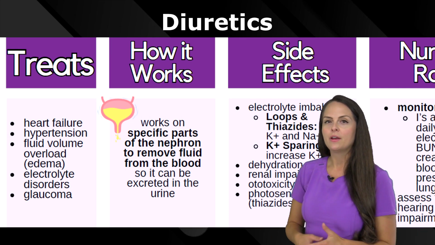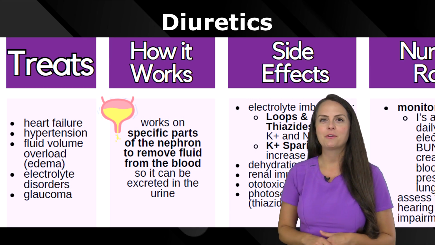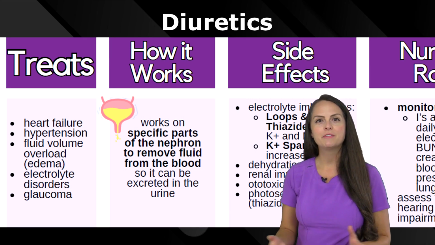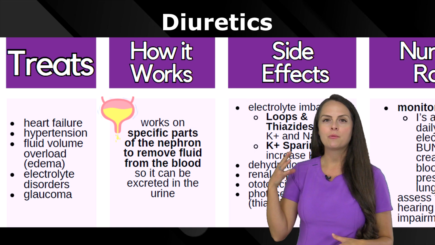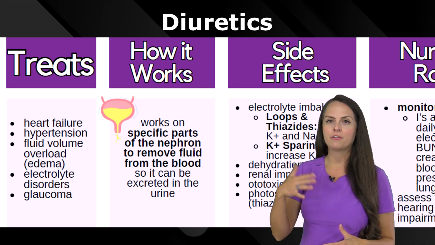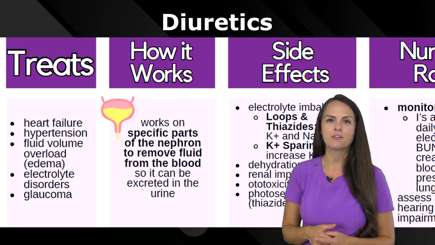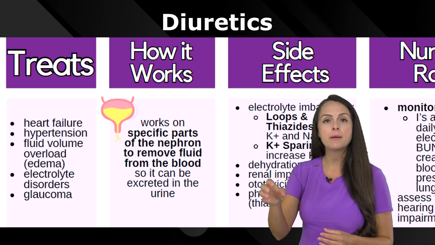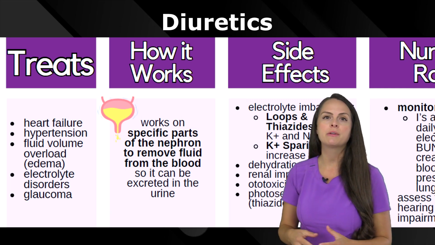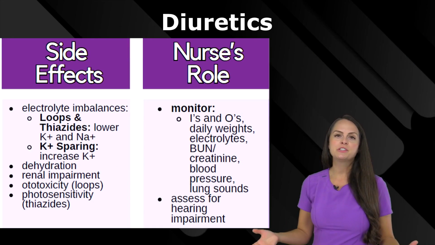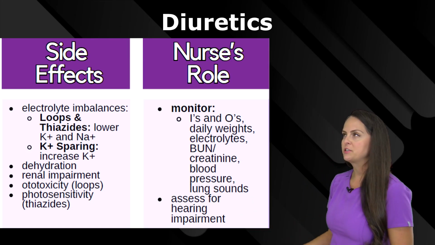For example, loop diuretics, what part do you think it works on within the nephron? The loop of Henle. So based on what type of diuretic we're talking about, it will affect that particular part of the nephron, and it's going to remove extra fluid from the blood into your urine so it can be excreted out. Now, because we're doing this, there are some side effects we have to watch out for.